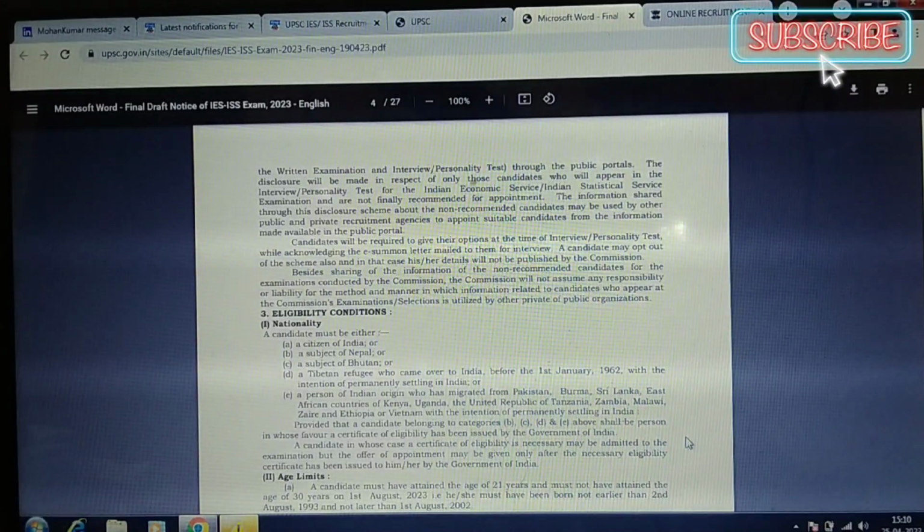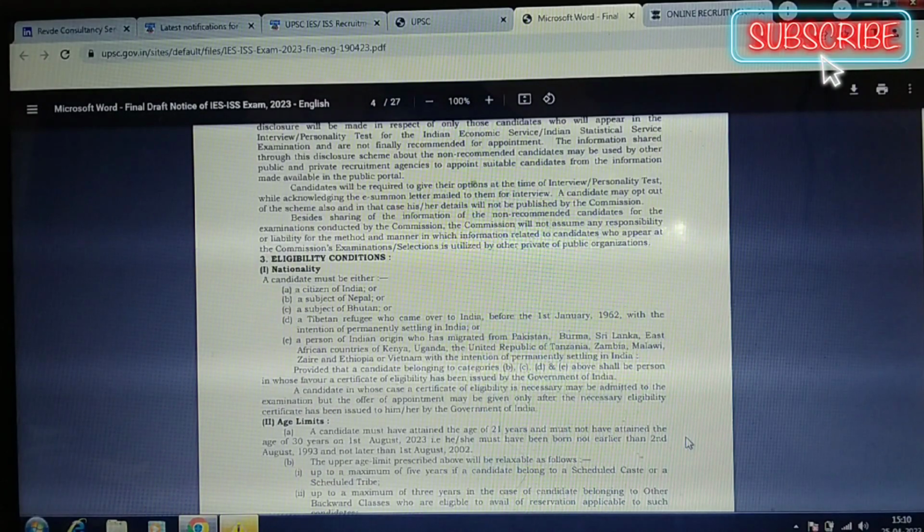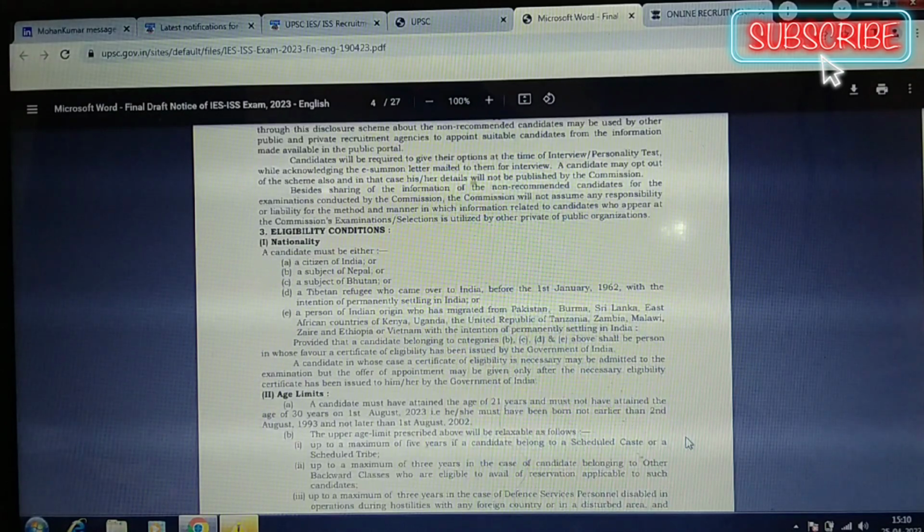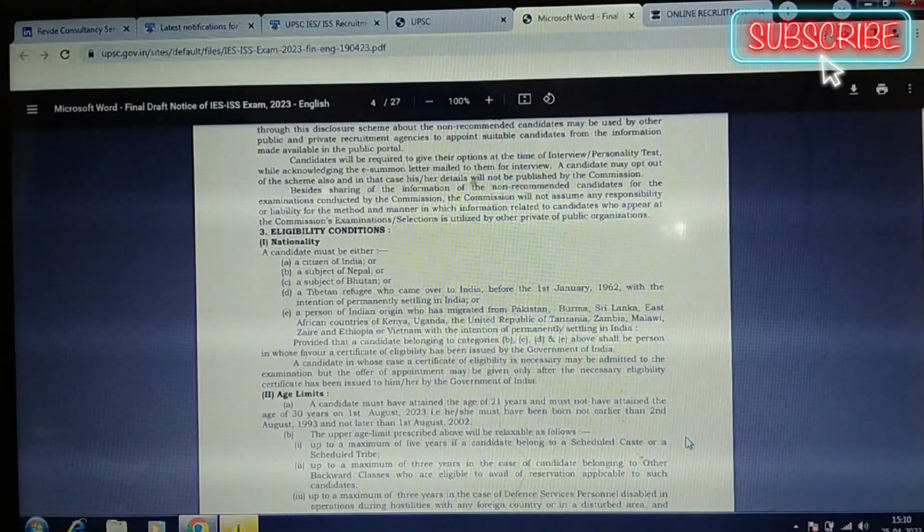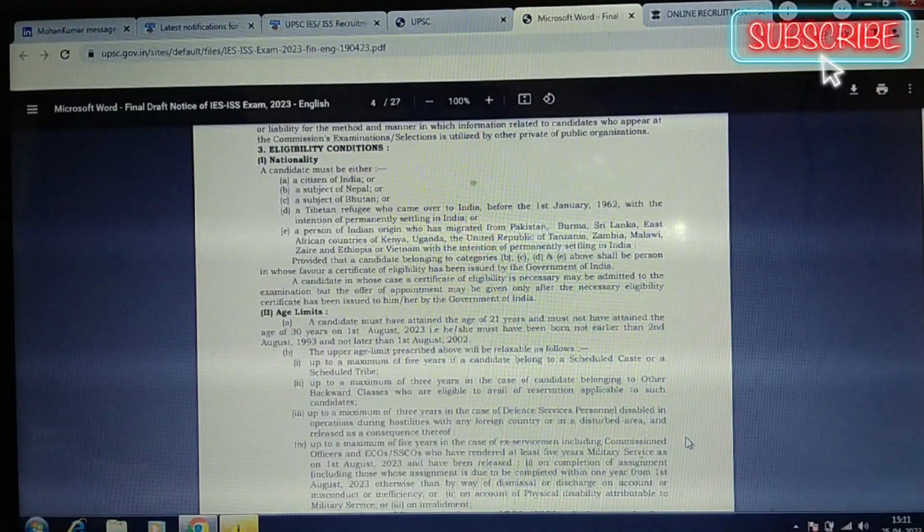The eligibility conditions: nationality. A candidate must be either a citizen of India or a subject of Nepal or Bhutan. If you are an Indian citizen, then you are eligible to apply. If they are from Nepal or Bhutan, they must have a certificate of eligibility, and then they are eligible to apply.